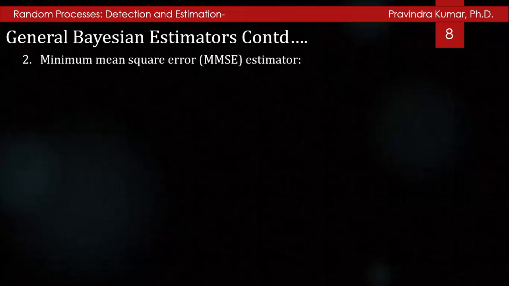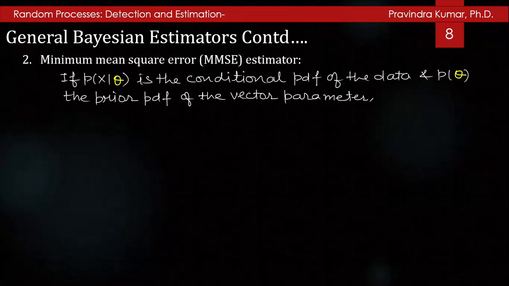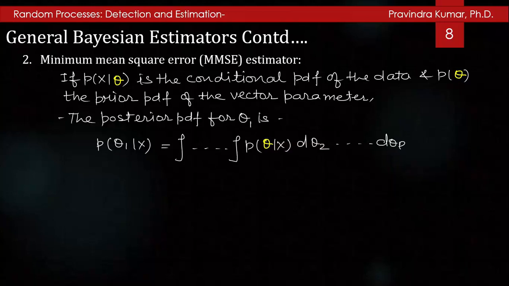Now we will discuss the minimum mean square error estimator. If p(x|θ) is the conditional PDF of the data and p(θ) the prior PDF of the vector parameter, then the posterior PDF for θ1, p(θ1|x), will be the integration of the conditional PDF p(θ|x) with respect to dθ2 to dθp, because we are going to estimate θ1, so we have to integrate from dθ2 to dθp.